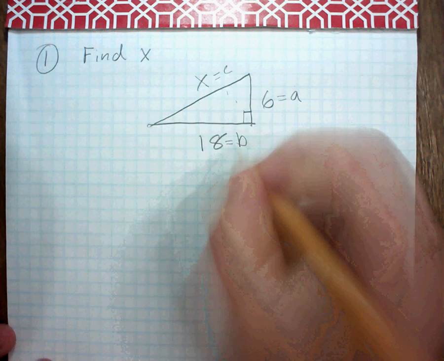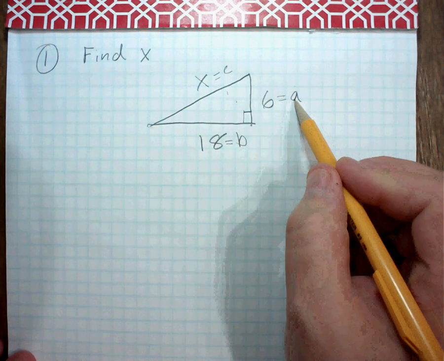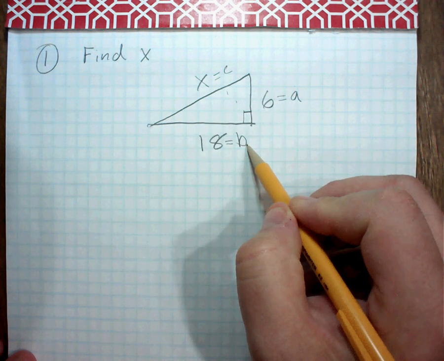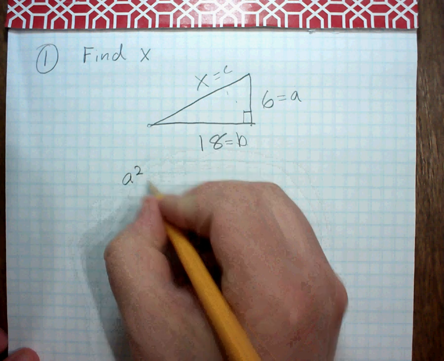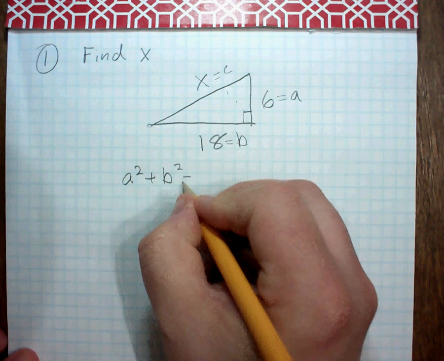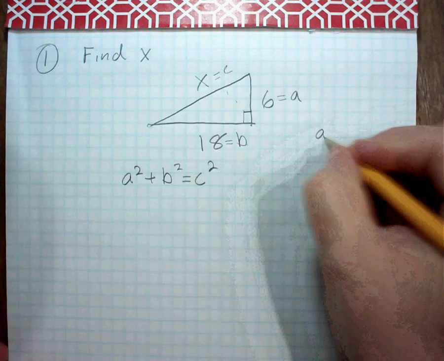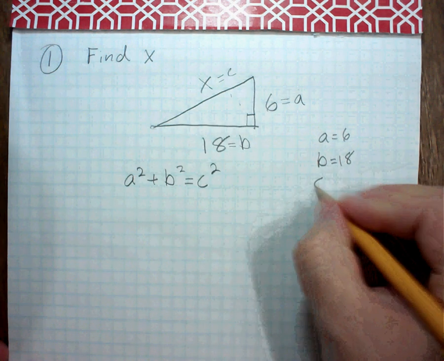Arbitrary is a big fancy math word that basically says random. So in other words, I can randomly choose this to be A, or I could randomly choose this to be A. It doesn't really matter. Anyways, this is the Pythagorean theorem, so it's going to be A squared plus B squared equals C squared, where A equals 6, B equals 18, and C equals X.